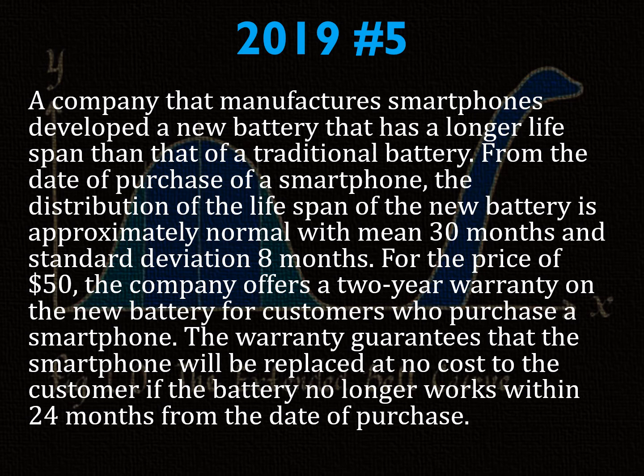A company that manufactures smartphones developed a new battery that has a longer lifespan than a traditional battery. From the date of purchase of a smartphone, the distribution of the lifespan of the new battery is approximately normal with a mean of 30 months and a standard deviation of 8 months. For the price of $50, the company offers a 2-year warranty on the new battery for customers who purchase a smartphone. The warranty guarantees that the smartphone will be replaced at no cost to the customer if the battery no longer works within 24 months from the date of purchase.